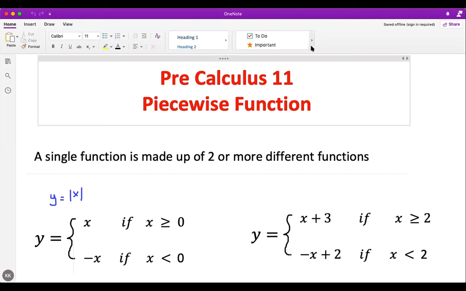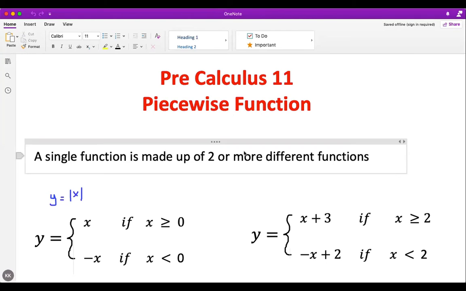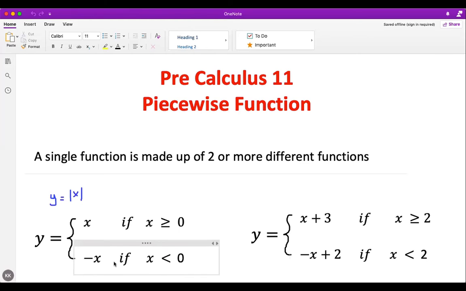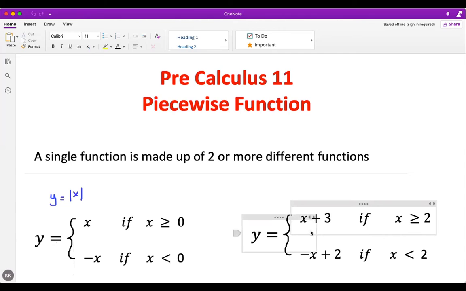So what is the definition of a piecewise function? Basically, a single function is made of two or more different functions. In the first case, we have x and negative x, two different functions making up one single function. In the second scenario, I have x plus 3 and negative x plus 2 making up one single function. So these are all piecewise functions.